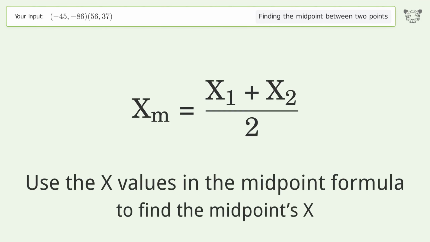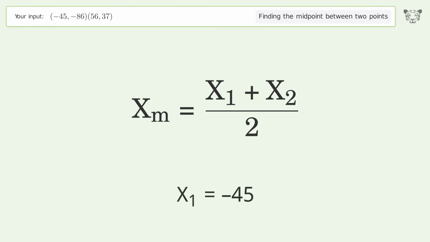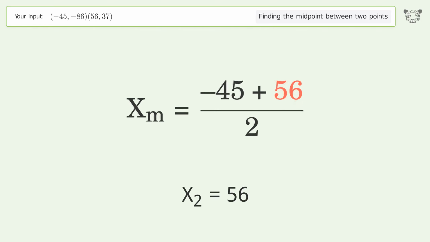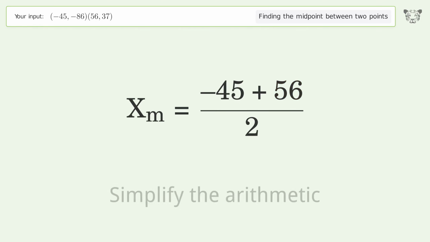Use the x values in the midpoint formula to find the midpoint's x. x1 equals negative 45. x2 equals 56. Simplify the arithmetic.